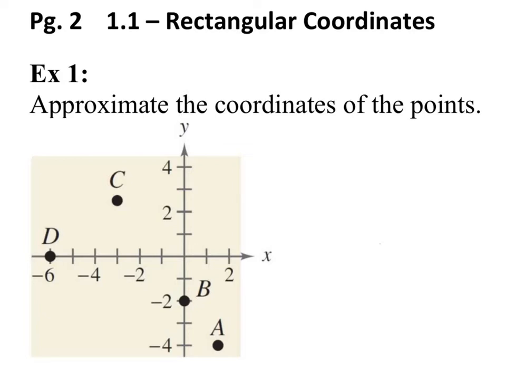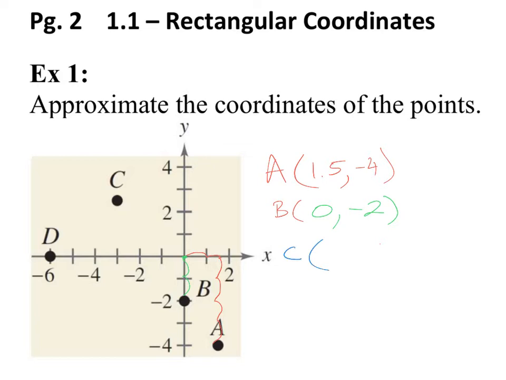So for A, I have to move over 1 and then about 0.5, and then I go down 1, 2, 3, 4. So the coordinates of A for x is 1.5, and for y is -4. For B, we don't go anywhere on the x-axis, but we go down 2. So for the x, it's 0, and for the y, it's -2.